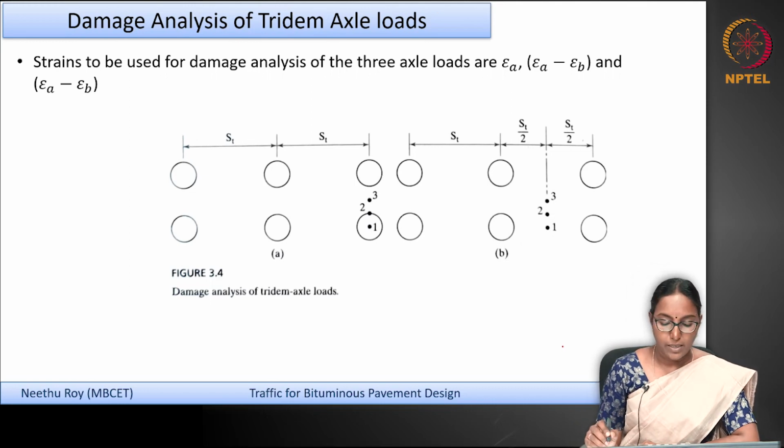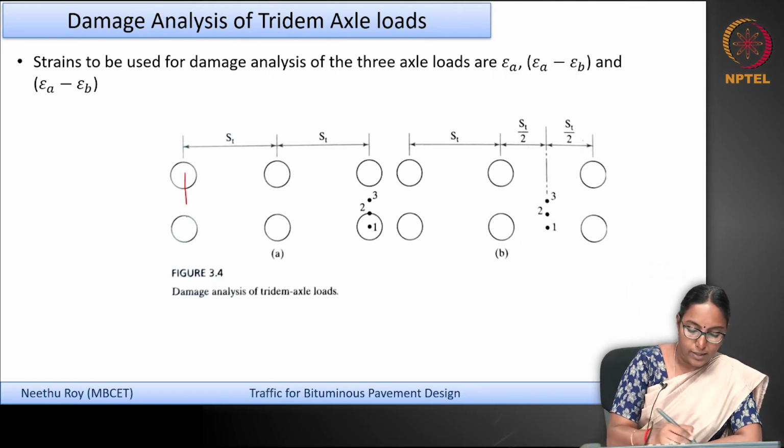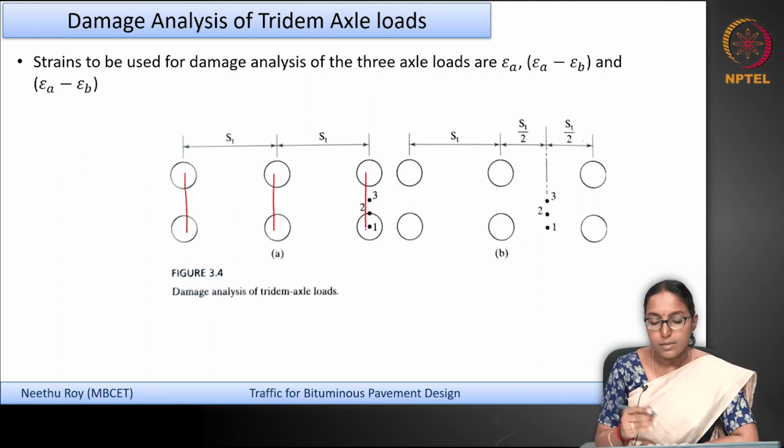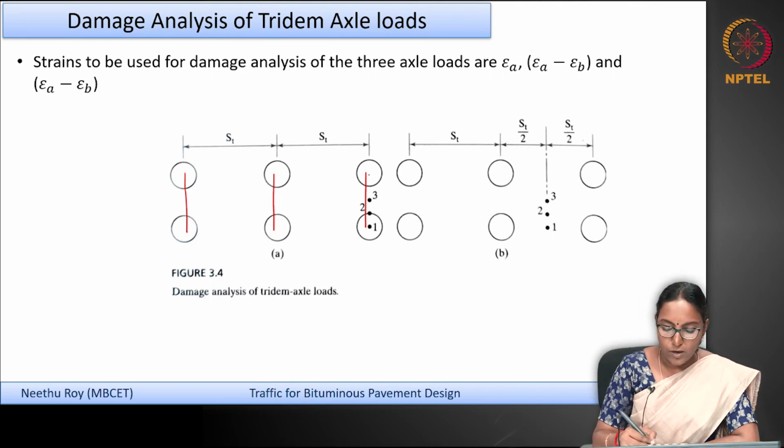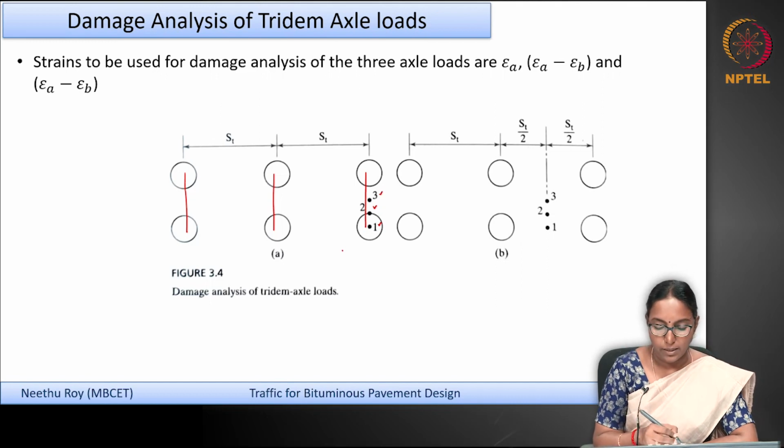Now, in the case of a tridem axle load, this is one axle, this is a second axle and this is a third axle. A similar approach has to be followed for the damage analysis. First of all, under one wheel you have to see the 3 points and get the maximum strains under this.